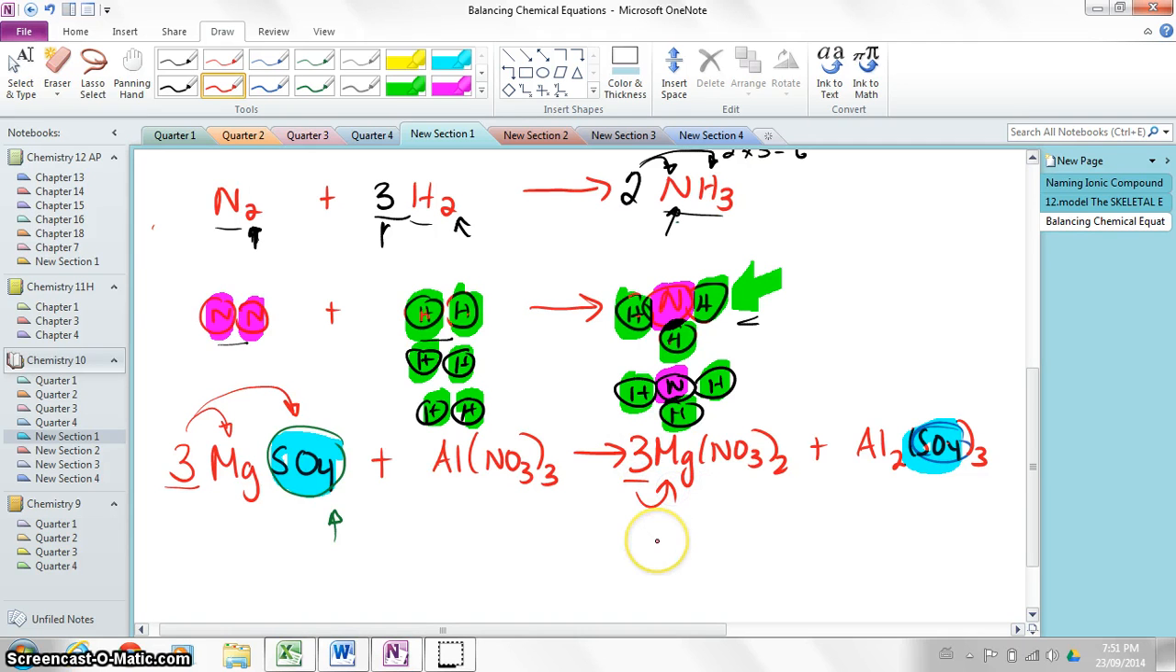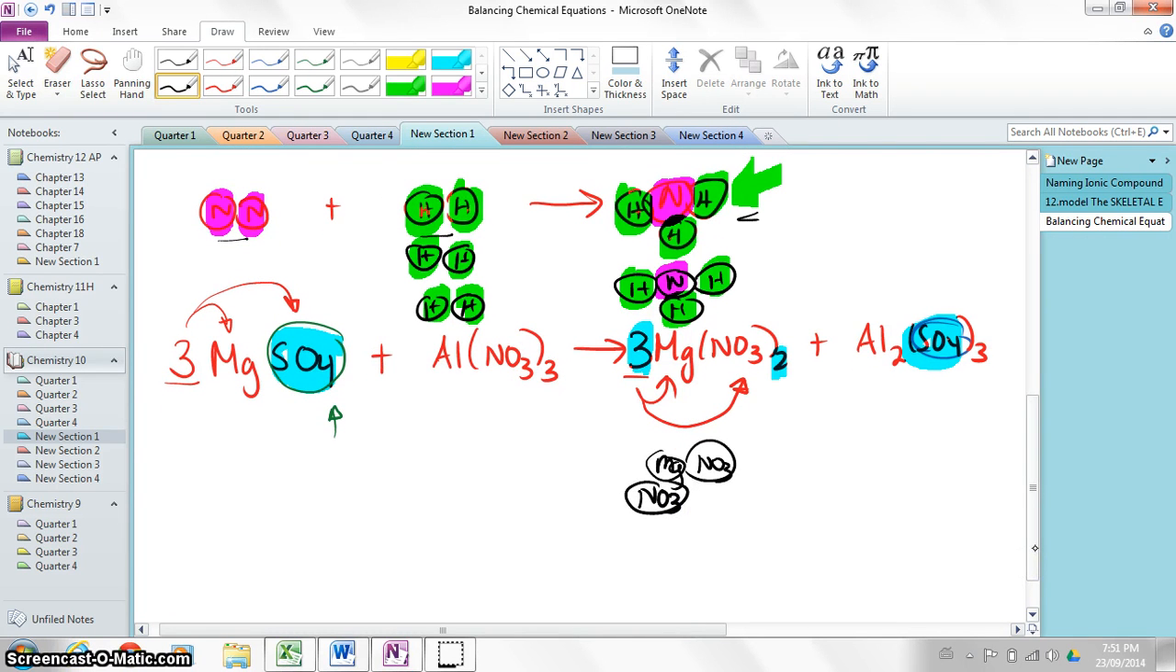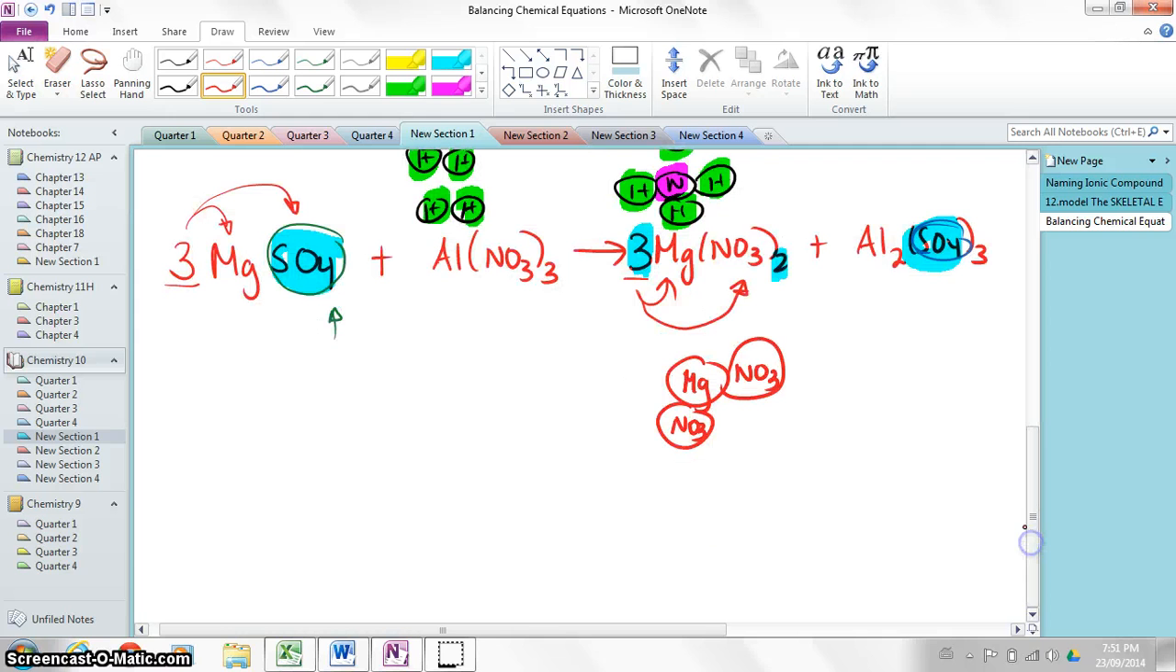Now I have 3 magnesiums. But how many nitrates do I have? I've got this number here and this number here. Magnesium nitrate. 3 magnesium nitrates. So 1 magnesium nitrate would look like this. Sorry, I'm going to draw that better. It looks messy. Let's try that again. So I have a magnesium atom attached to 2 nitrates, but I have 3 of those.